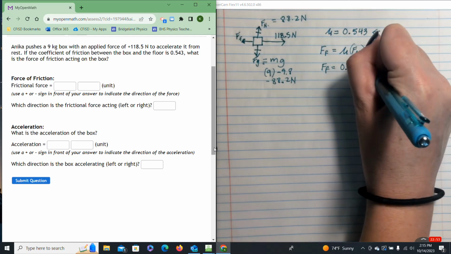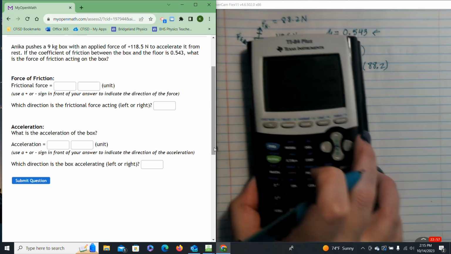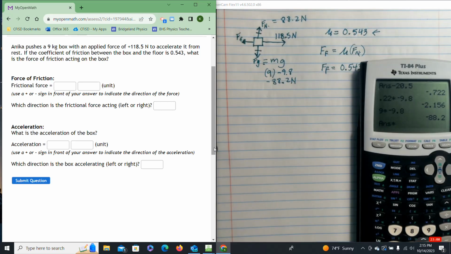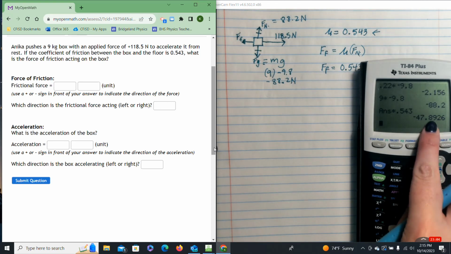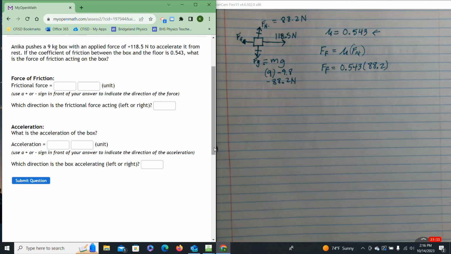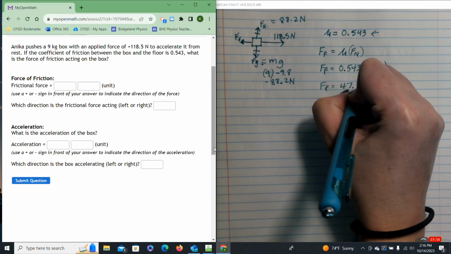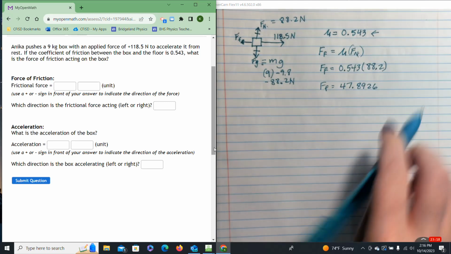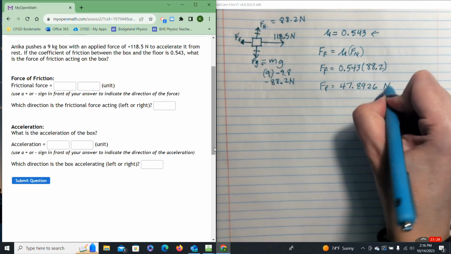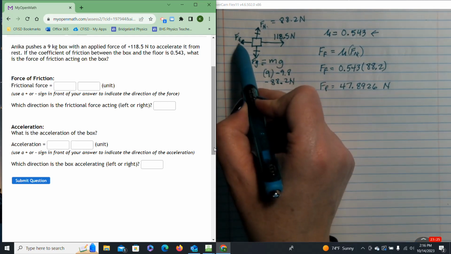0.543 multiplied by Fn, 88.2. So we're going to take my answer and we're going to multiply it by 0.543. Again, ignore the negative here because I didn't bother getting rid of it before I typed that in. And I have 47.8926. So my force of friction is 47.8926 newtons.